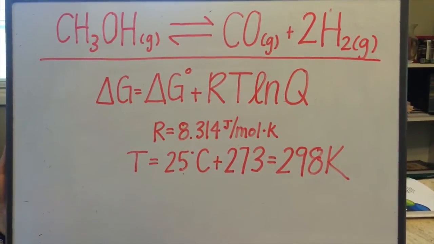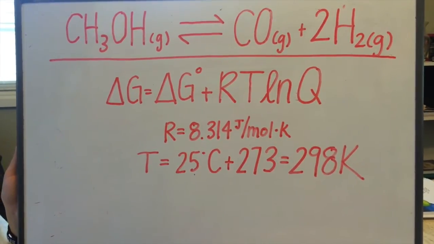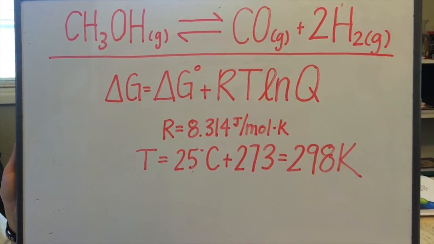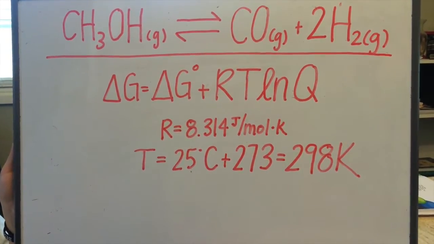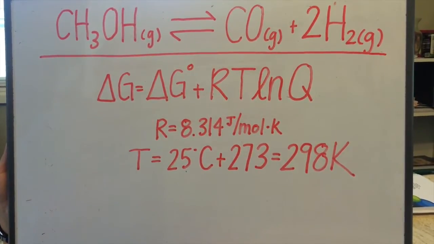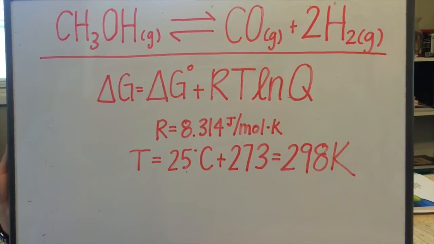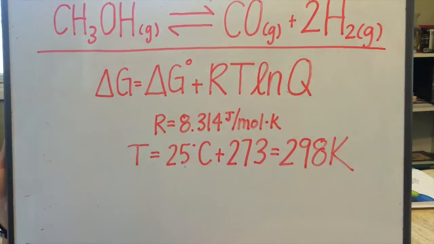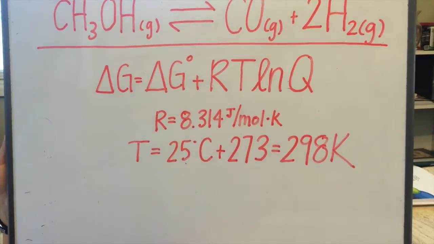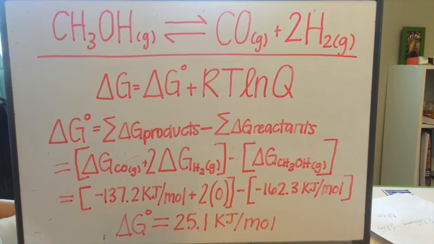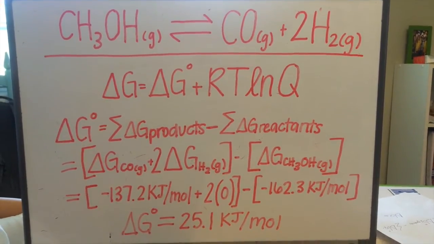To find delta G at non-standard conditions, we use the equation delta G is equal to delta G naught plus RT natural log of Q, where R is the gas constant, which is equal to 8.314 joules per mole Kelvin, and T is the temperature in Kelvin, so we have to convert 25 degrees Celsius and add 273 to get 298 Kelvin.